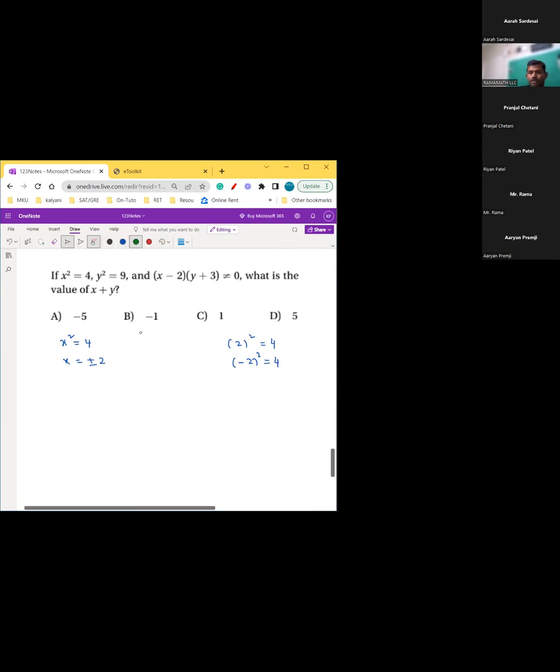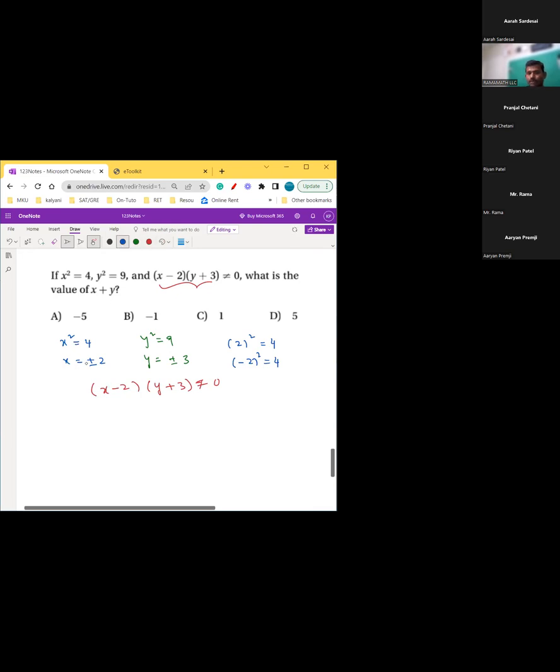Okay. Now, same way, y squared is 9, y is going to be plus or minus 3. It could be a positive, it could be negative. I don't know which one is yet. But one condition we know that, it's x minus 2, y plus 3 is not equal to 0. That is the key for us to find out which one is the right answer or which one I should take.